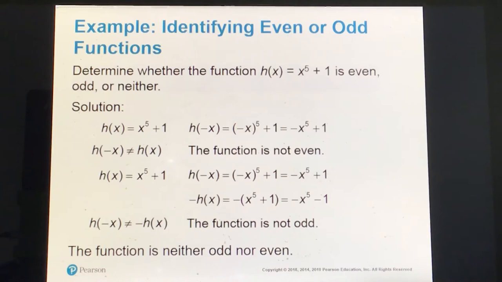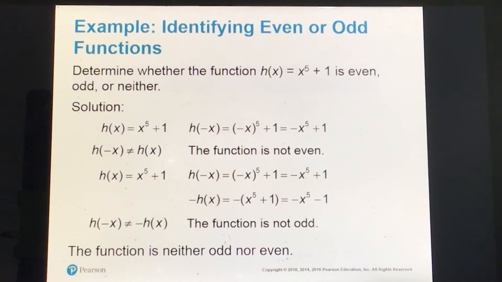Now, we're going to check, if we put negative x in, do we get the same function? So h of negative x, we're putting negative x to the fifth plus 1. Well, negative times a negative times a negative times a negative times a negative, 5 negatives is odd, it's going to be negative. So you have negative x to the fifth plus 1. Is that the same thing as positive x to the fifth plus 1? No. So it's not even. So what they did was they put in a negative x wherever x was, and just simplified it.